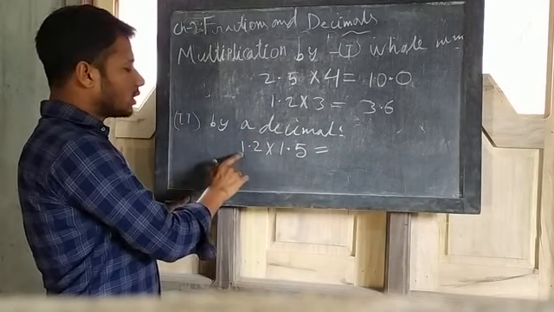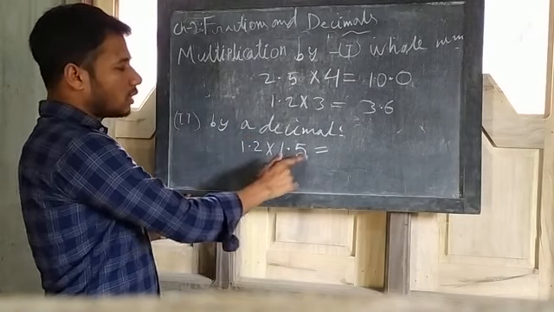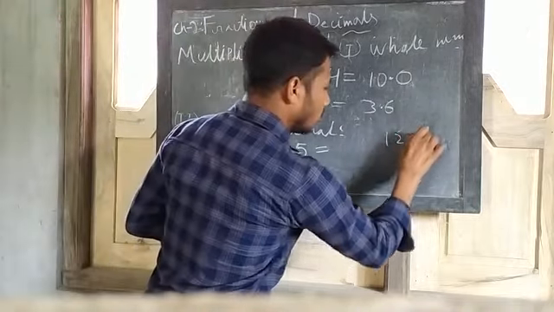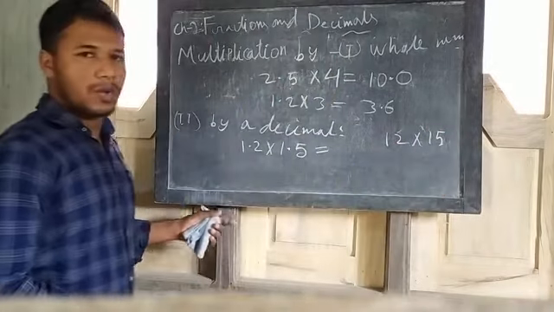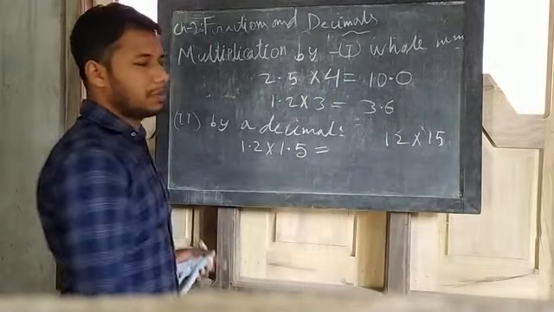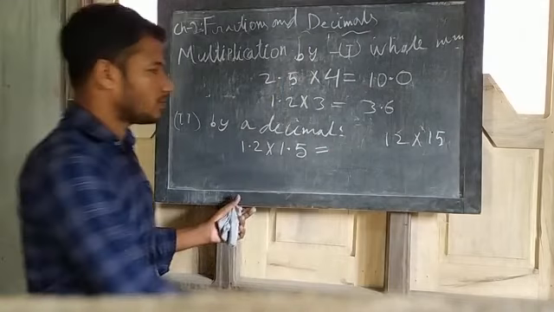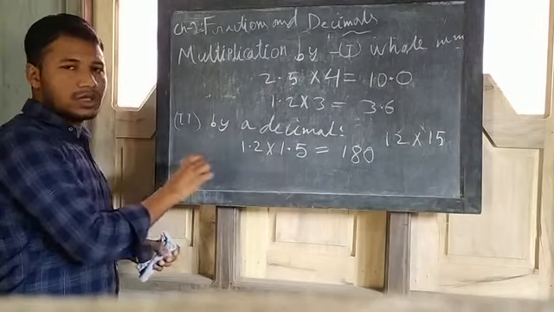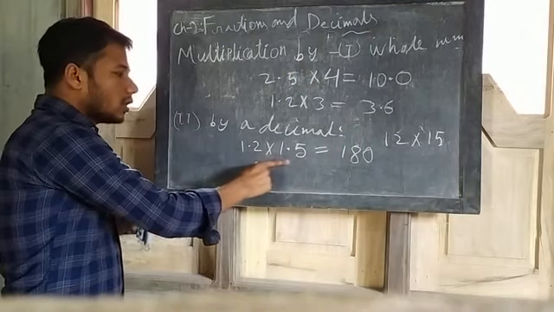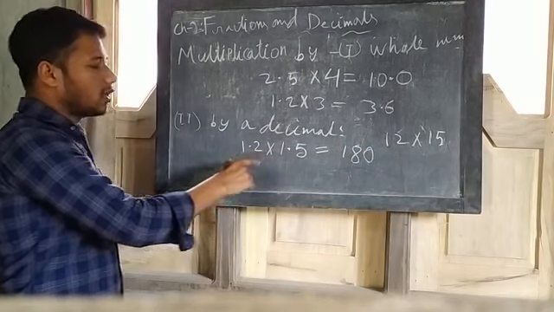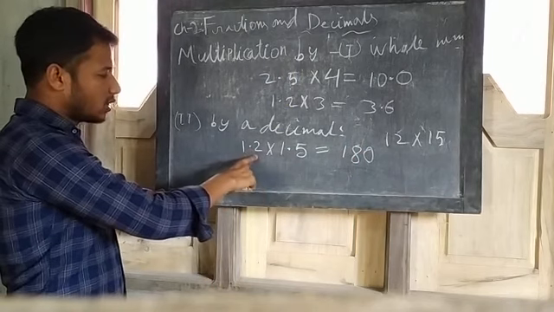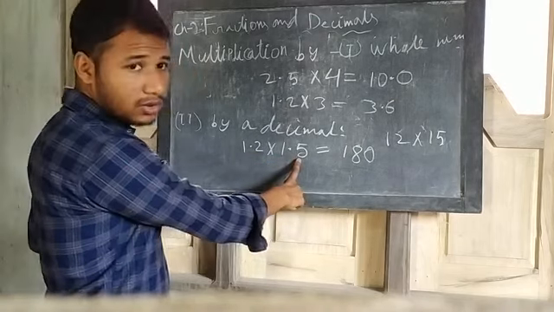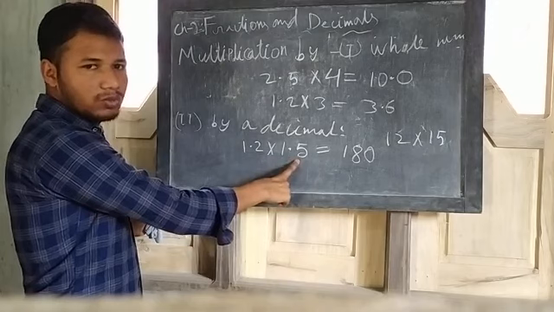We have to multiply these two numbers without the decimal. That means the digits are 1 and 2, here 1 and 5. So we have to multiply first 12 into 15. We have to find the multiplication of 12 into 15. 12 into 15, we will find 180. First we have to multiply the digits. Now we have to see in each decimal number before how many digits the point is. That is, the point is before one digit from the right side, and here also the decimal point is before one digit from the right side.